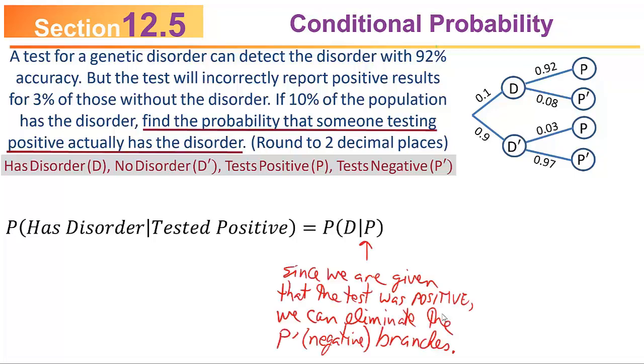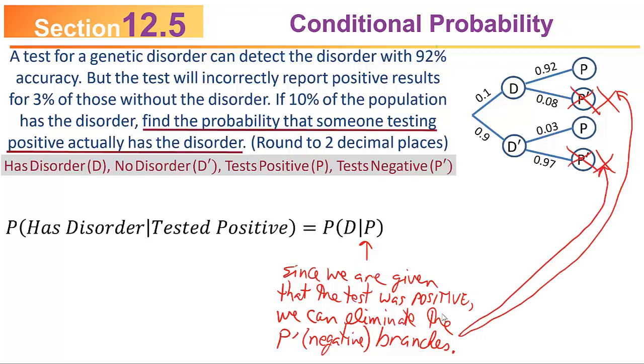Since we're given that the test was positive, we can eliminate the P primes. In other words, we know now that the test was positive, so we can get rid of both branches that lead to the P prime, in other words, to the negative result. So now we're left only with the P branches. So our sample space has now been reduced to only the P branches.